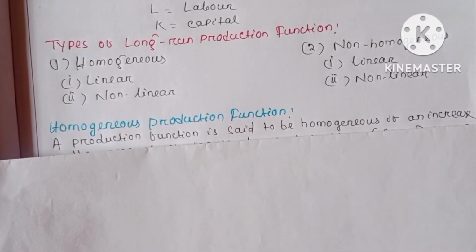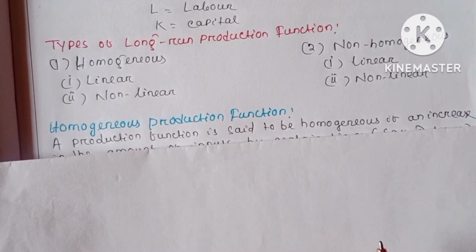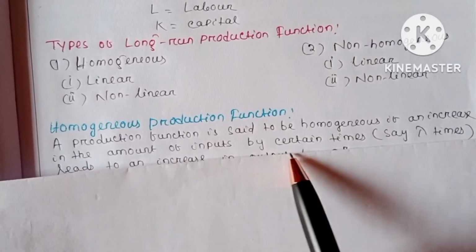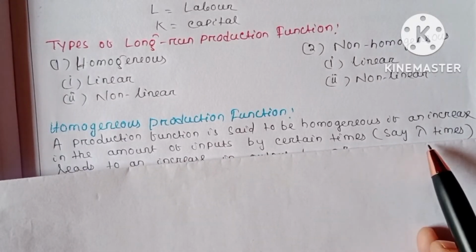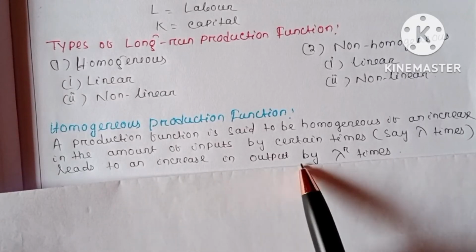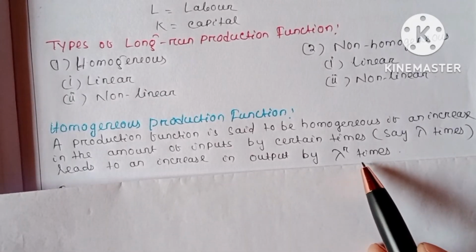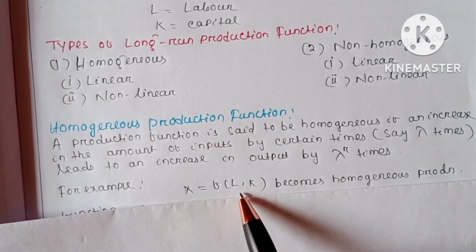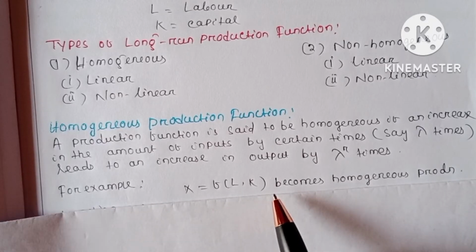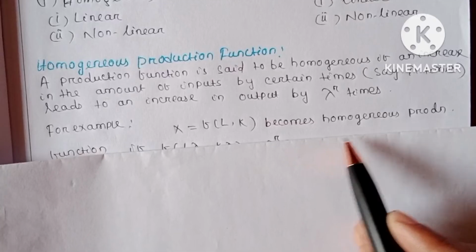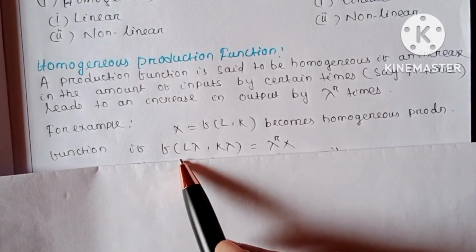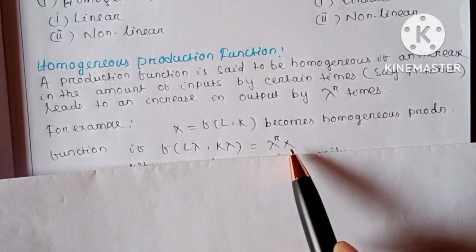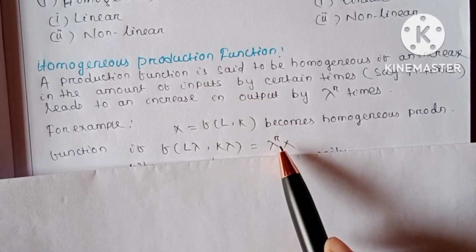First, what is a homogeneous production function? A production function is said to be homogeneous if an increase in the amount of inputs by a certain number of times, say lambda times, leads to an increase in output by the same lambda times. Suppose it increases by lambda to the power r times. For example, X is a function of two inputs, labor and capital. This function becomes a homogeneous production function if L increases by lambda times, K increases by lambda times, and finally X increases by lambda to the power r times.